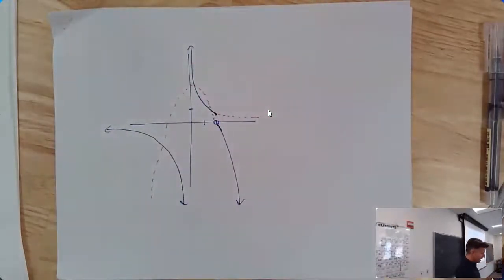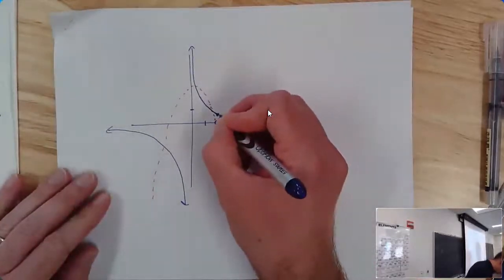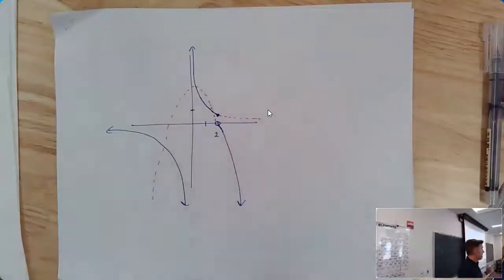And notably, it's not continuous at 0 because the function is undefined there. And it's not continuous at 2 because the limit doesn't exist there. The limit from the left and the limit from the right don't match up.